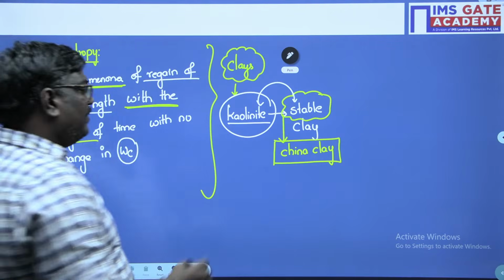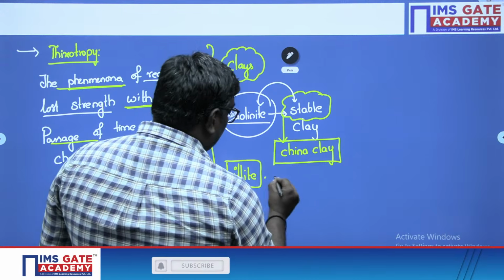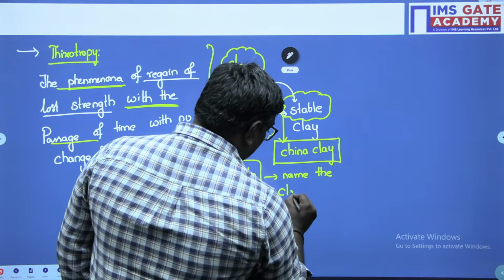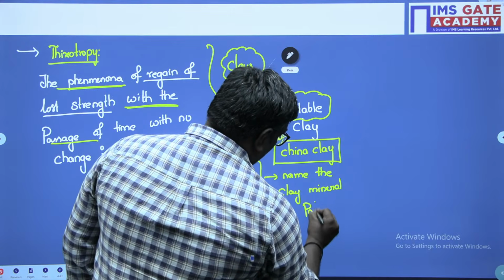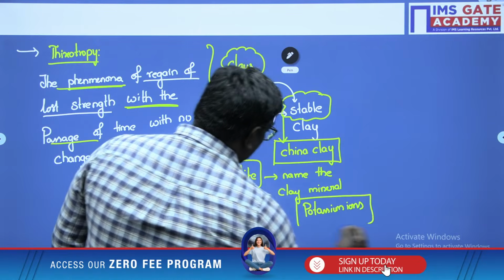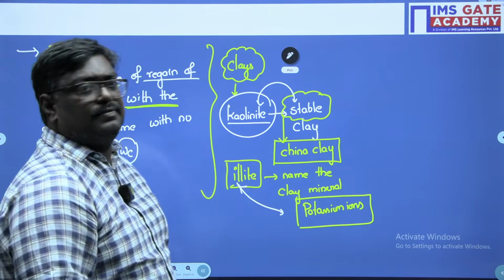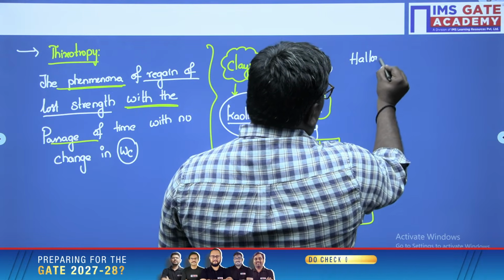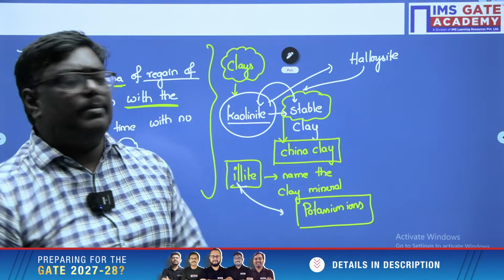Agreed? Similarly, we have illite. This is one of the GATE questions, sir. Name the clay mineral which is formed by a bond between potassium ions. That is nothing but illite. And remember, illite exhibits medium swelling and shrinkage. Now, if I consider another clay mineral, that is halloysite. Halloysite mineral will be similar to kaolinite, so halloysite is also a stable clay mineral.